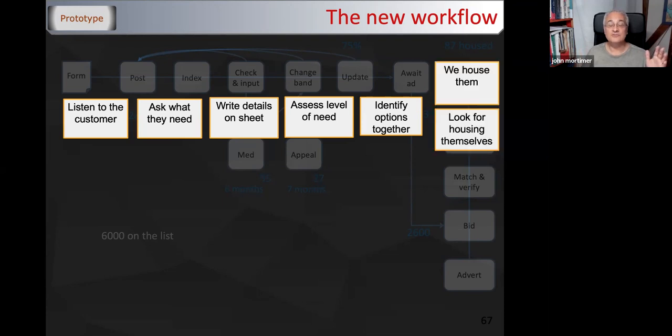And two things. We either house them, don't forget, out of 35, we only house 3. So maybe we house them, or more likely, we help them to look for housing themselves. But we help them because very often people come to us because they need some help with that, or maybe they don't.